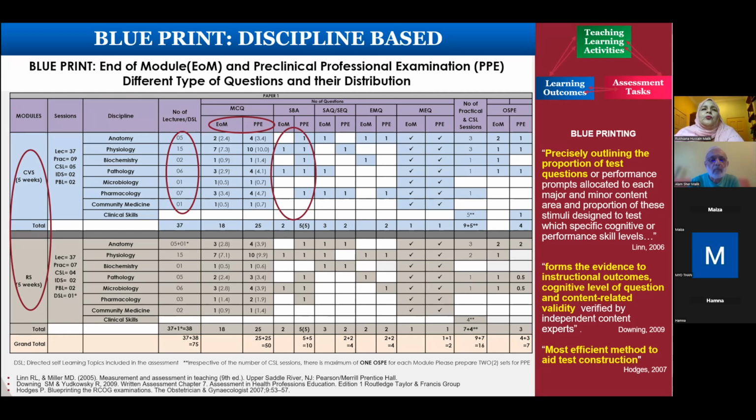Then we select those number of questions. For example, for the PPEs, preclinical professional examination, there have to be 5 single best answer questions. Which modules and which disciplines will get those questions was calculated according to the contribution these modules are given for this paper.